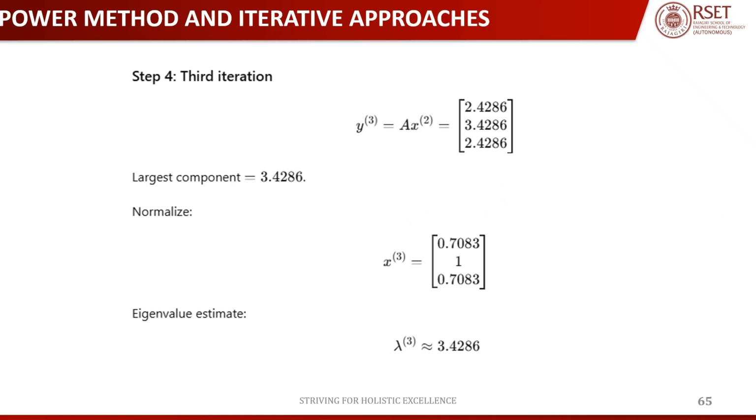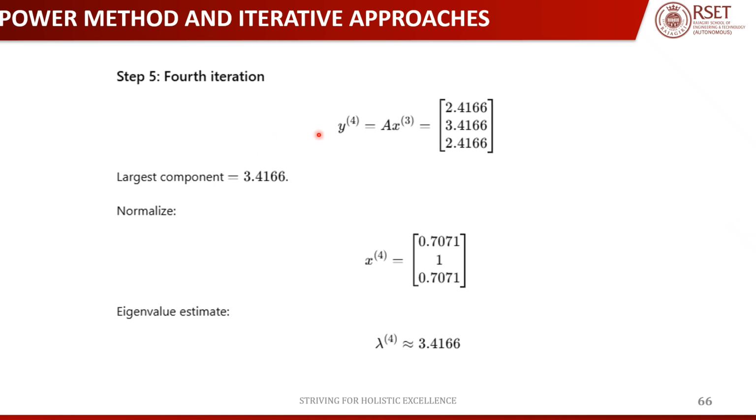Now coming to the fourth iteration, y4 is equal to A x3 and you have this particular column vector, and now your eigenvector is about 0.7, right? In the first and third entries it is 0.7 and here it is 1. Now coming to lambda 4, it's 3.4166, something like that. So we'll just take it to be 3.4. Your eigenvalue will be approximately equal to 3.4 and your eigenvector will be 0.7, 1 and 0.7.